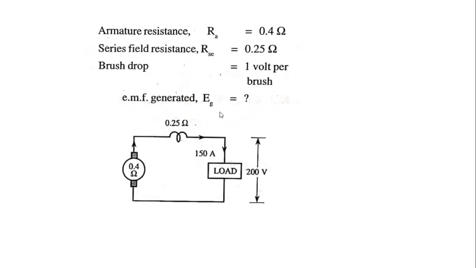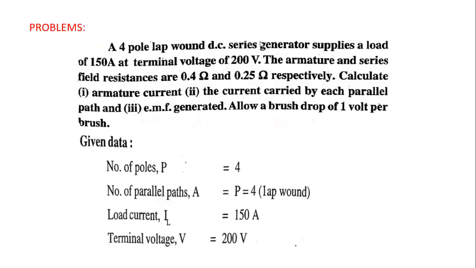Then we calculate the EG. Which type of generator is there? That is the series generator. What is meant by series generator? In a series generator, the series field winding is connected in series to the armature. This is the series field winding, connected in series to the armature. This is the armature.